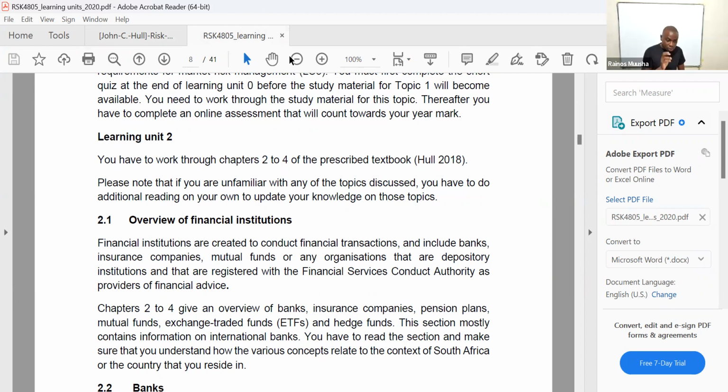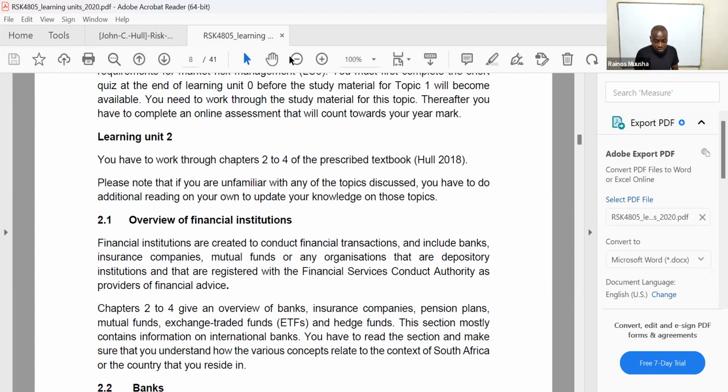Please note as well that as you are going through the textbook, always refer back to your study guide, because your study guide will tell you exactly, for this learning unit, which chapters in the textbook to go through. You will also see later on that even for some of the chapters, you're not expected to cover everything in a particular chapter. There are certain sections that they leave out for RSK4805 because they say they're not relevant for our curriculum.